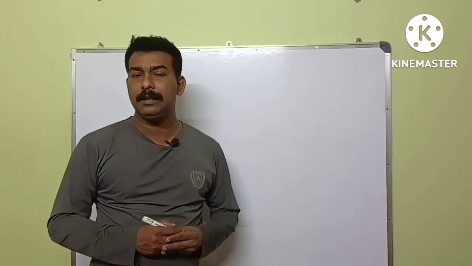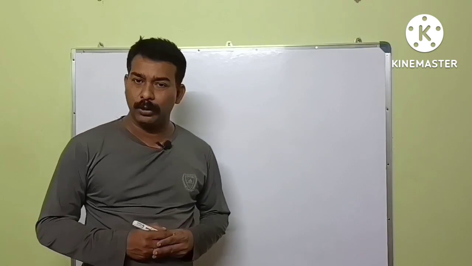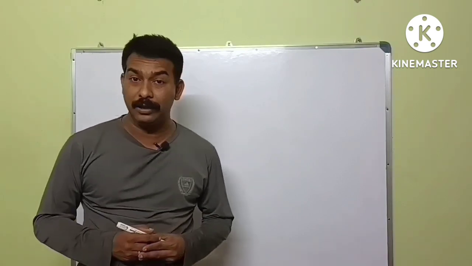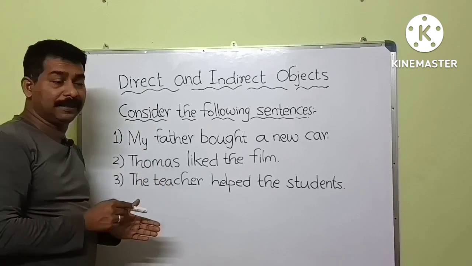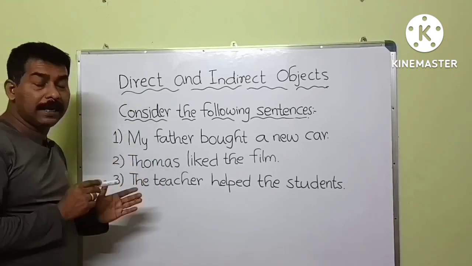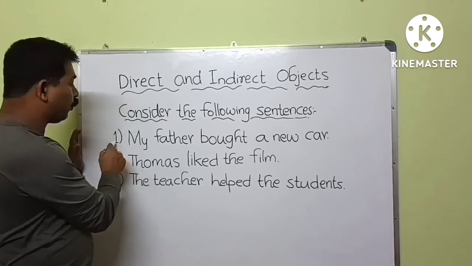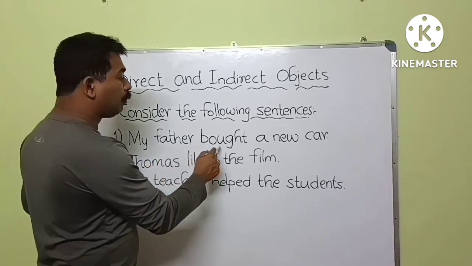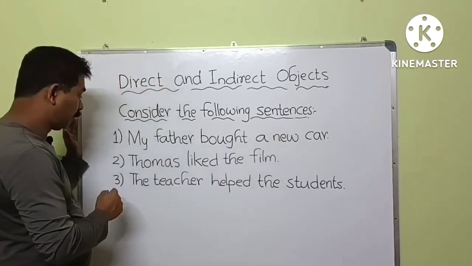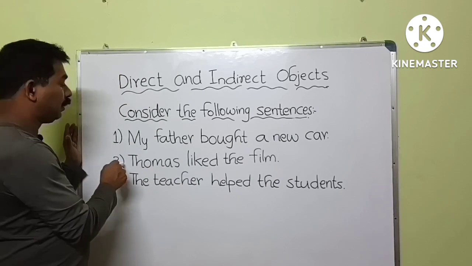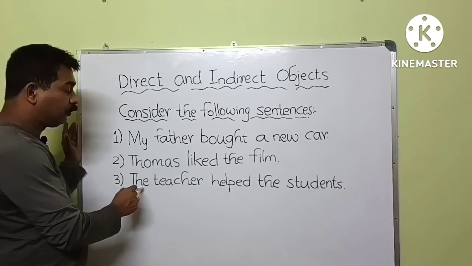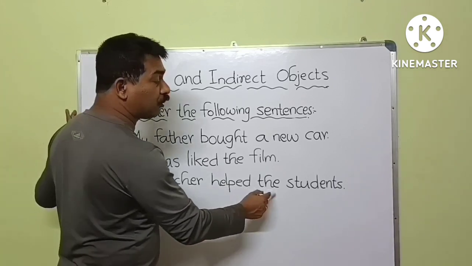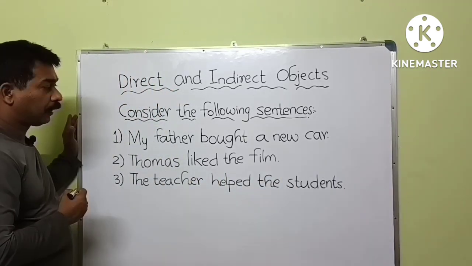Dear friends, in this session we are going to learn direct and indirect objects. Consider the following sentences. Here we have three sentences. First one, my father bought a new car. Second one, Thomas liked the film. Third one, the teacher helped the students.